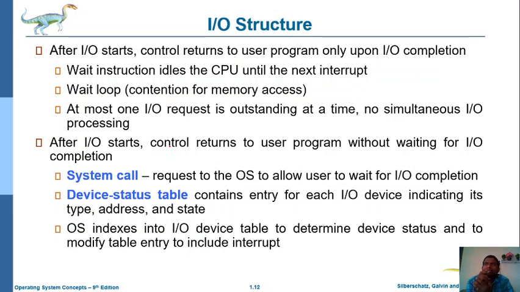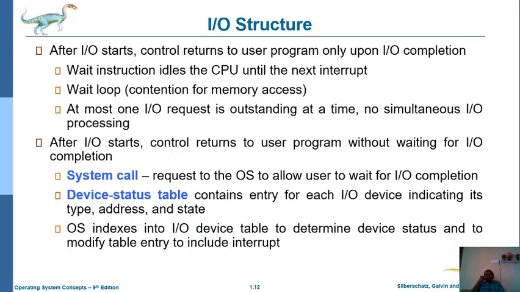And here at most one IO request is outstanding at a time. That means at a time only one IO request is processed by the CPU, and one more IO request is waiting for the CPU availability. So that is the process of IO structure in the first category.